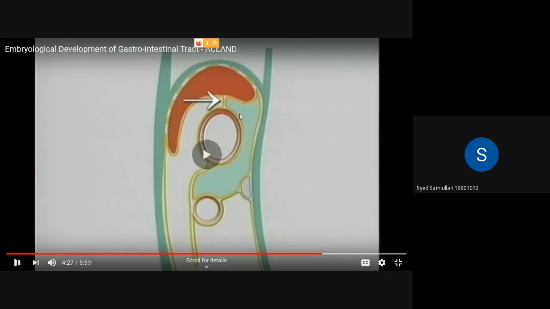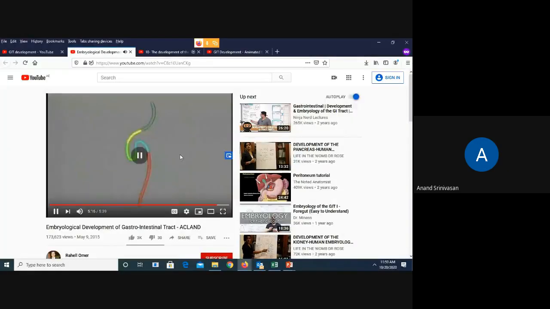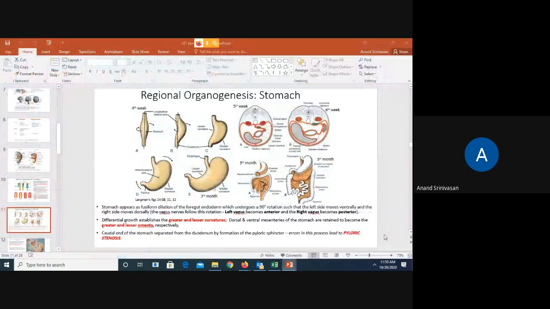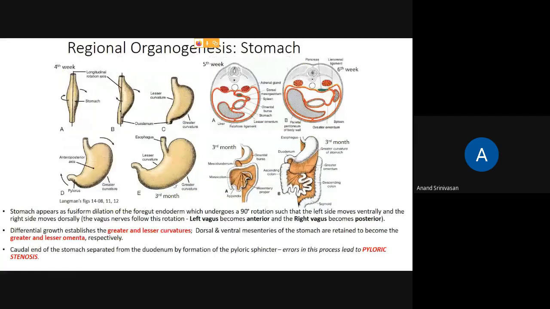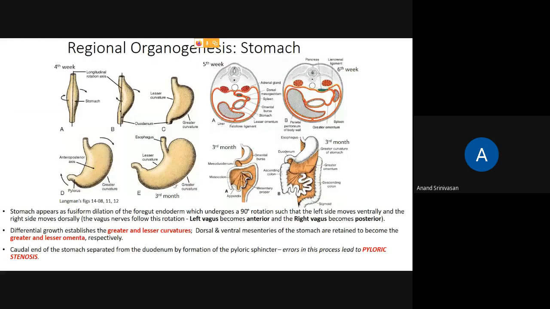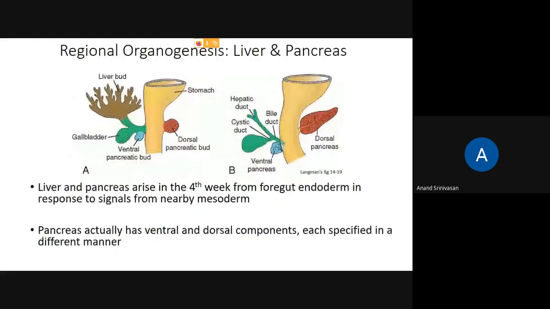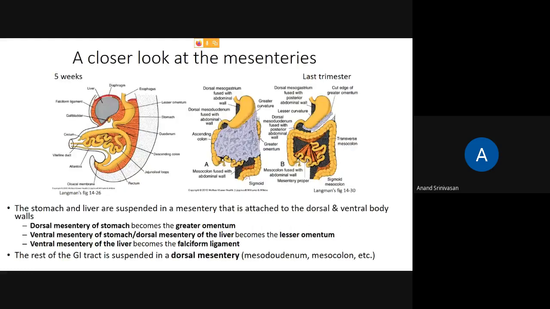The stomach also develops in the embryo, and twists come. So this is the next part. We'll come back to our PowerPoint. Now you know how the lesser sac is formed, how the falciform ligament is formed, and how the lienorenal ligament is formed.